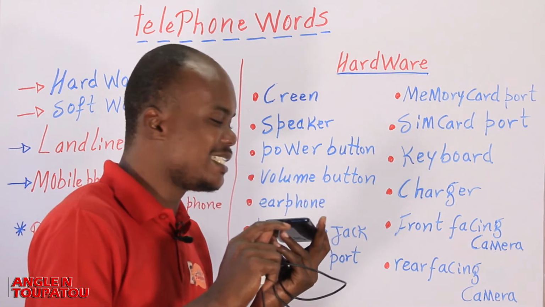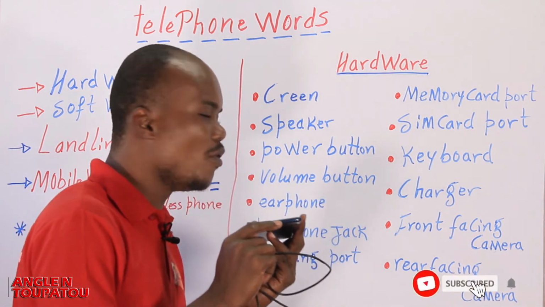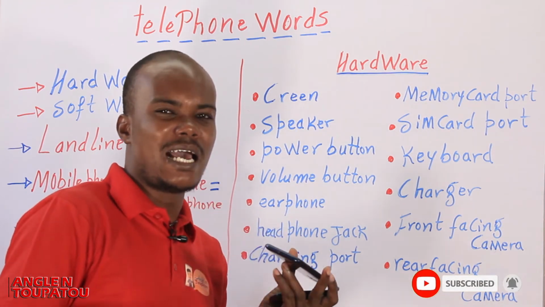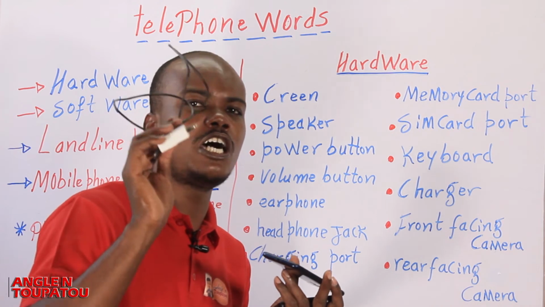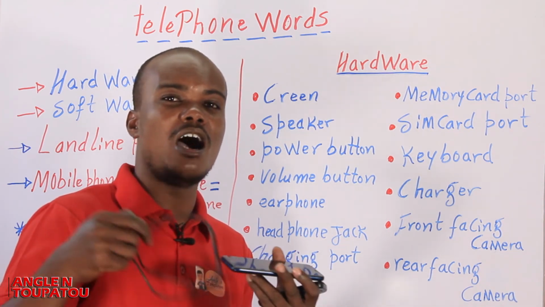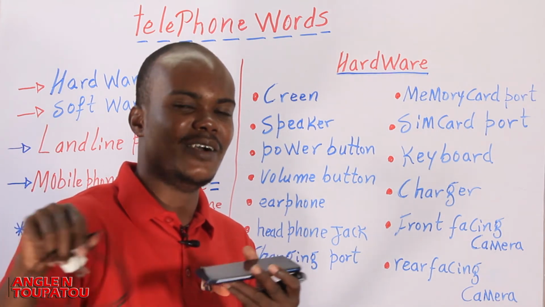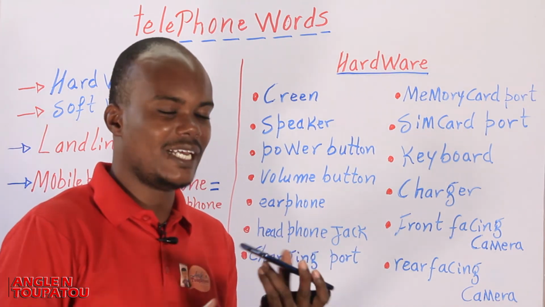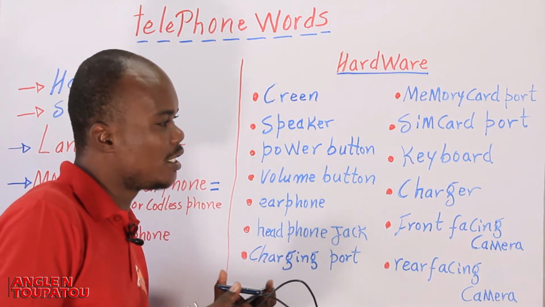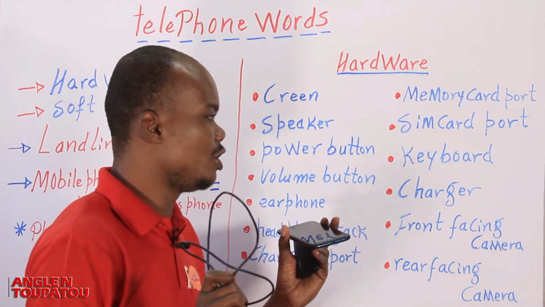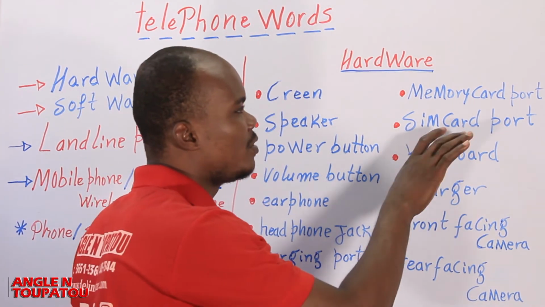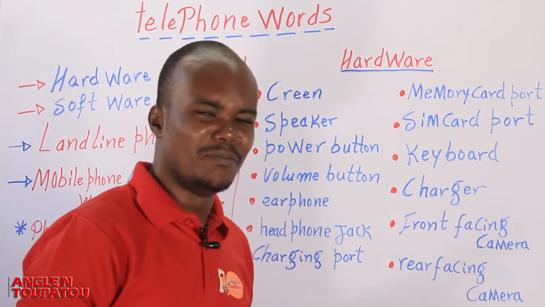You know, for this part, the charging port, it's where you charge with your charger. The action is to hook up or plug in. All right, you learned this part. Charging port. And you learned a charger. Good. Okay, for memory card port, what is a memory card port?